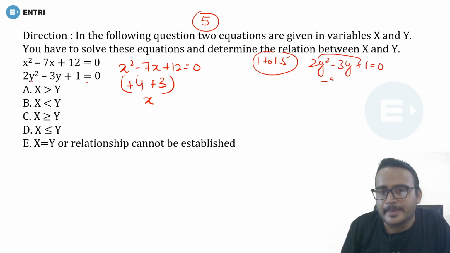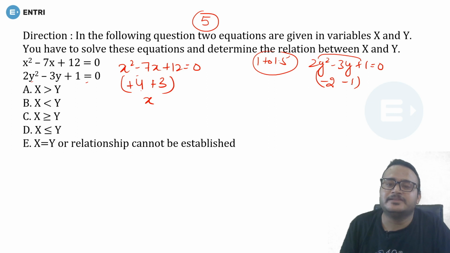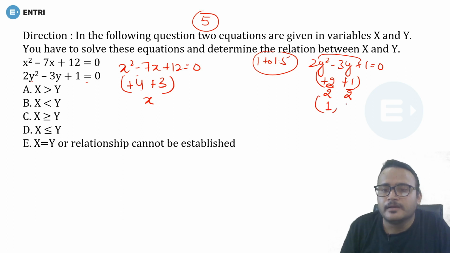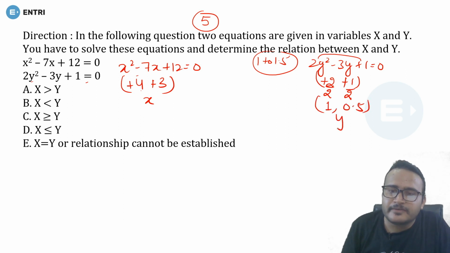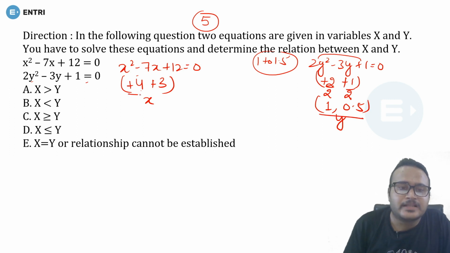2 ones are 2, and minus 2 and minus 1 is what, guys? Minus 1 and minus 2 and minus 1. If we multiply these numbers, we will have plus 2, and by summing up this will be minus 3. So we'll be changing this sign and dividing by the multiple of y square, that is 2 here. So guys, this is 1, this is 0.5. These are the values of y, and these are the values of x.